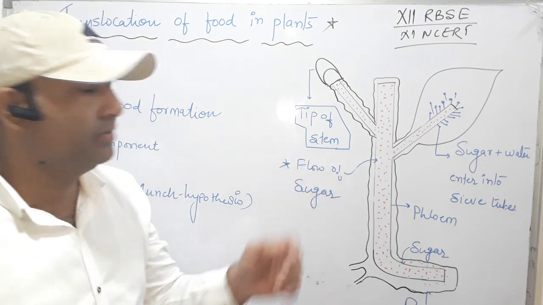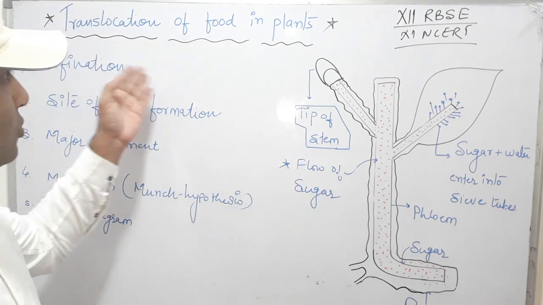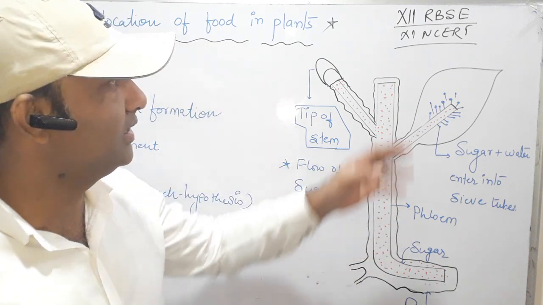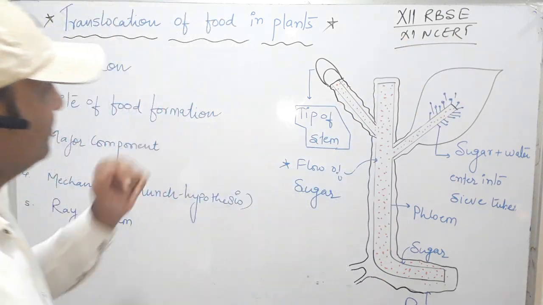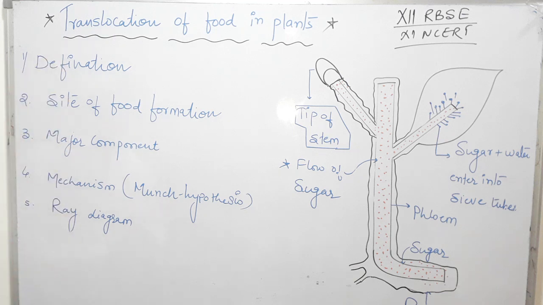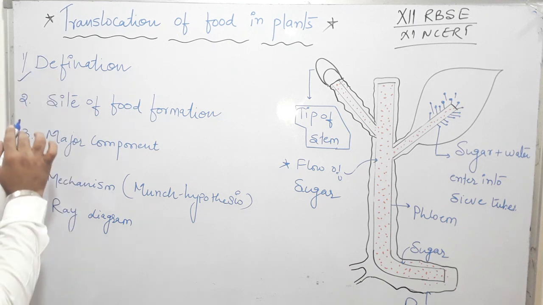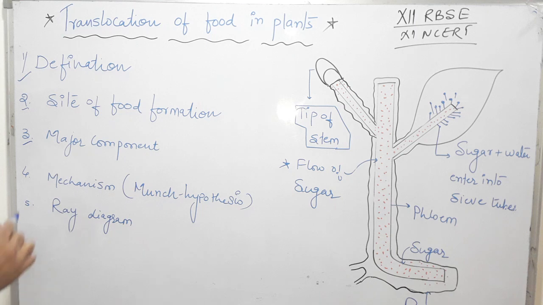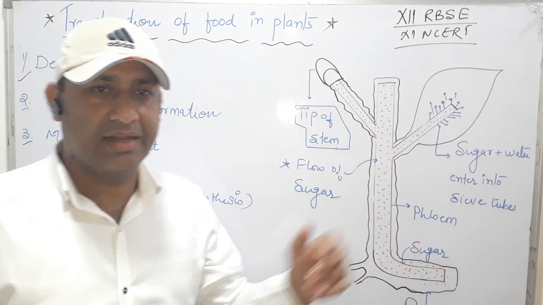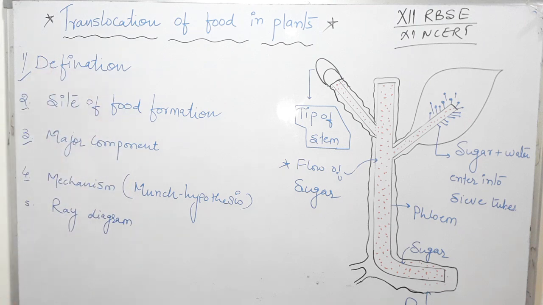Today we will take the next topic of plant physiology, which is translocation of food in plants. The topic is related to the 12th RBSE and the 11th NCERT. So first we take the synopsis for this topic: definition of translocation, site of food formation, major component, mechanism which is the Munch hypothesis, then the ray diagram, and after the ray diagram, the diagram. Clear? So first we take the definition of these.